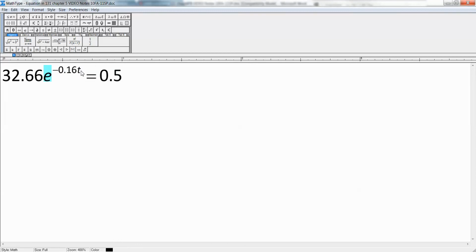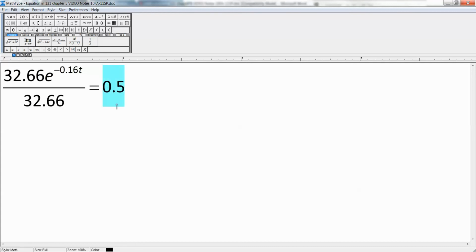Now, you see how your variable is t. It's up here in the exponent. So the only way you're going to get it out of there is taking the log. But you can't take the log because you have all this other stuff to deal with. You have to deal with the 32 part first. You can't take the log until it's just plain e to the something. So we're going to divide both sides by 32.66, so that way we'll be able to take the log later.